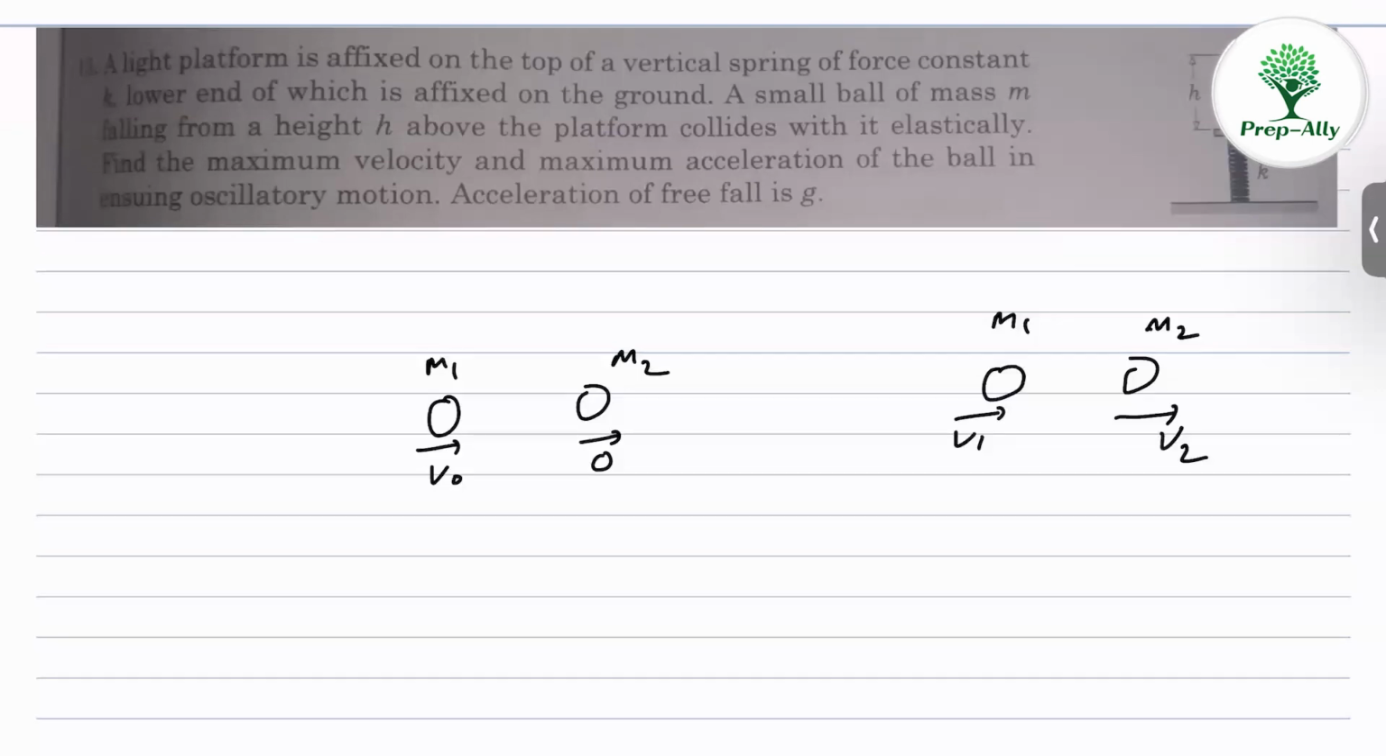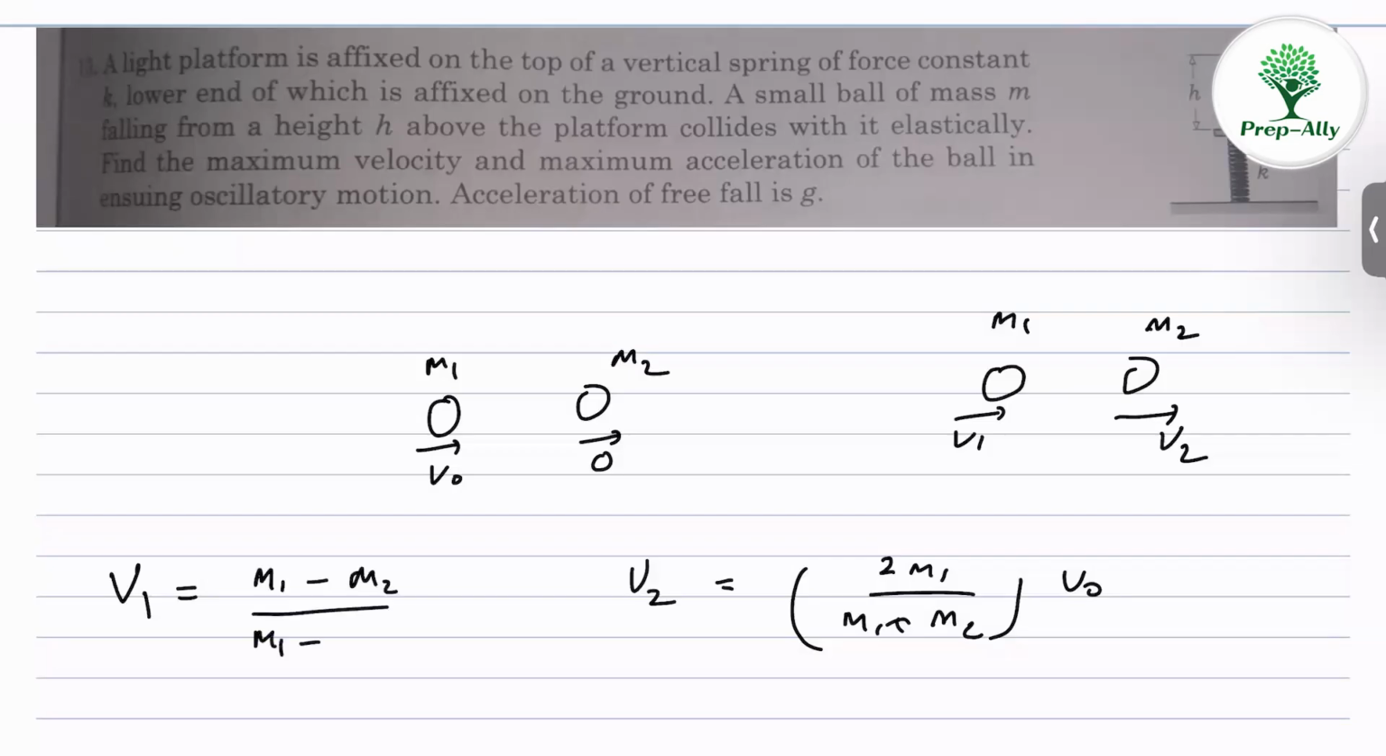V2 is 2m1 by m1 plus m2 into v naught. And what is V1? m1 minus m2 into v naught by m1 plus m2. What if M2 is 0? Can you tell me the velocities if M2 is 0? V1 will be v naught and v2 will be 2 v naught.